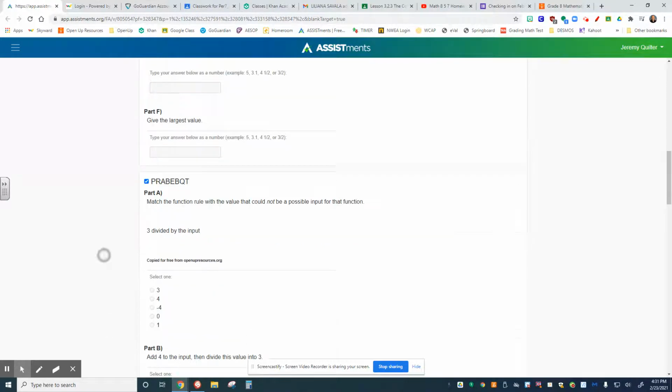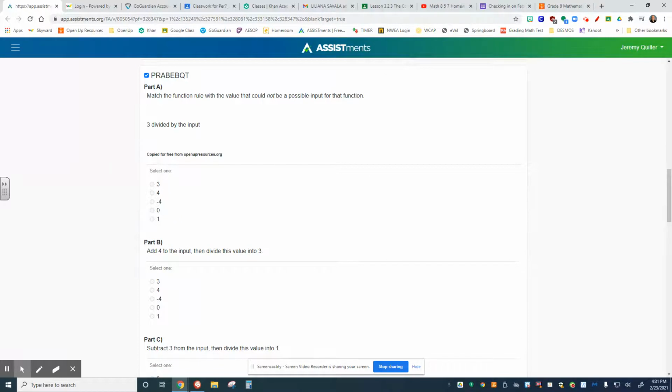The next question, part A, match the function rule with the value that could not be a possible input for that function. When we talk about could not work, what we're looking at is writing a function rule, in this case 3 divided by the input. And then we're going to compare each of these. So we could have 3 divided by 3, 3 divided by 4, 3 divided by -4, 3 divided by 0, 3 divided by 1.